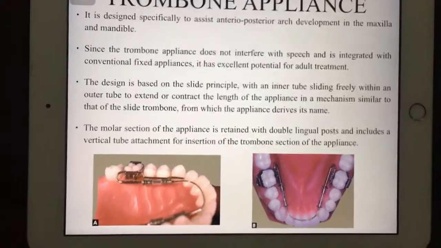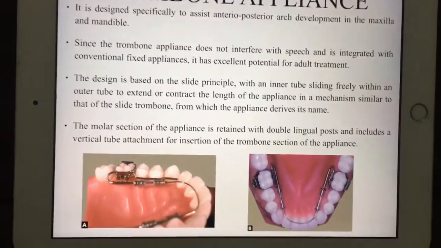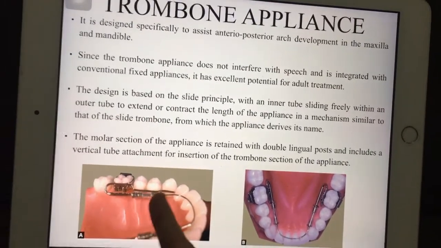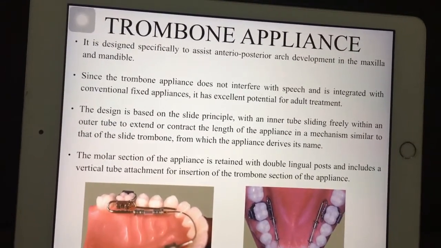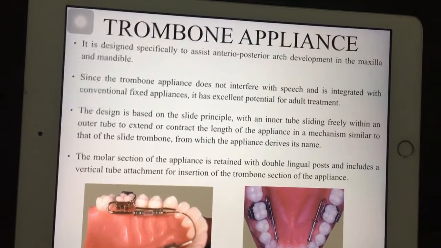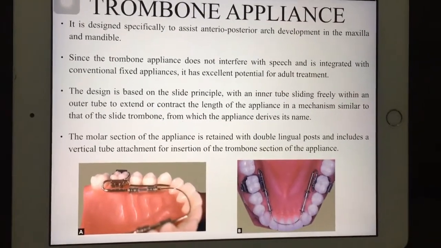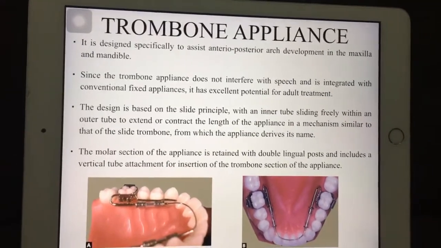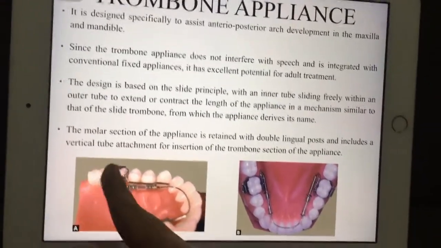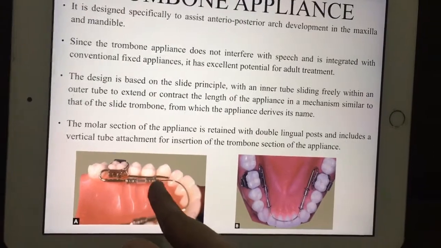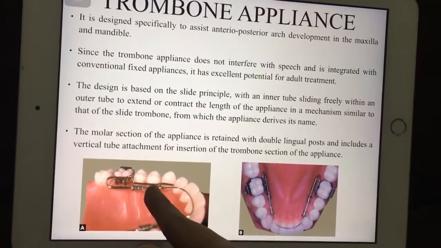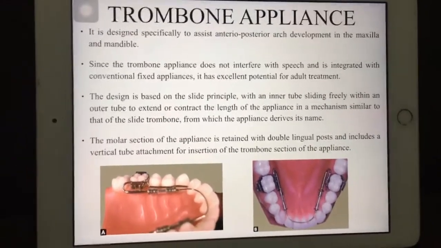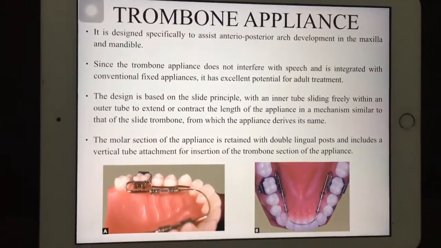So, this design is based on the slide principle with an inner tube sliding freely with an outer tube to extend or contract the length of the appliance, a mechanism similar to that of a slide trombone, from which the appliance derives its name. So here, di ba, slide principle, parang siyang trombone. Ito yung silicone tubing niya. So ito yung pinapalitan para ma-adjust yung arch development.